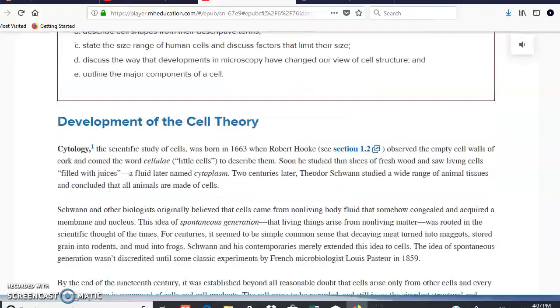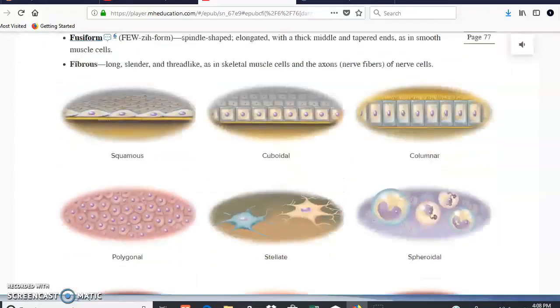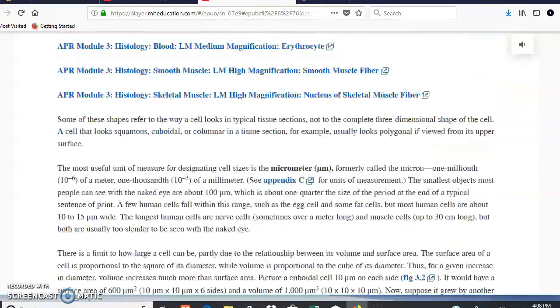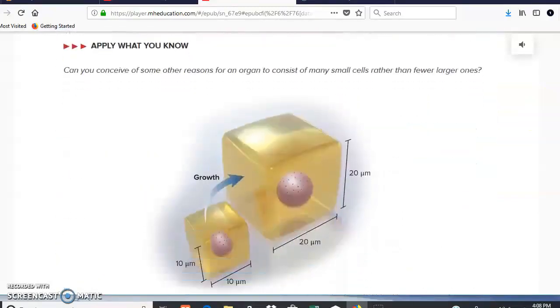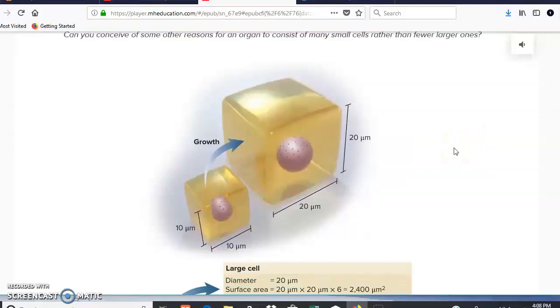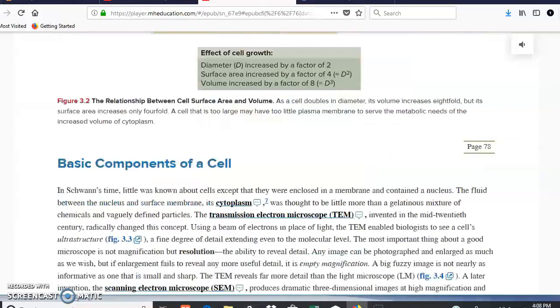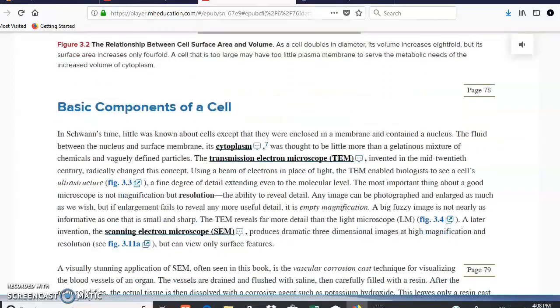Cellular structure, cell shapes. If you look at this figure right here, you can see that you have squamous cells, which are going to be flat cells, cuboidal cells, columnar cells. You have some other ones, such as stellate cells, that you're going to find in the brain, for example. If you scroll down, the next concept that we need to understand is that cells have different sizes. Organs have different sizes, so it makes sense to have cells with different sizes as well. So you need to understand the cells have different shapes as well as different sizes.